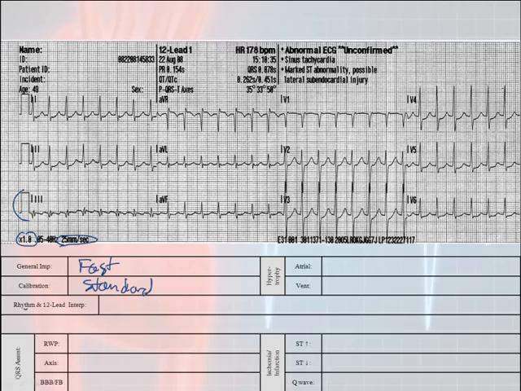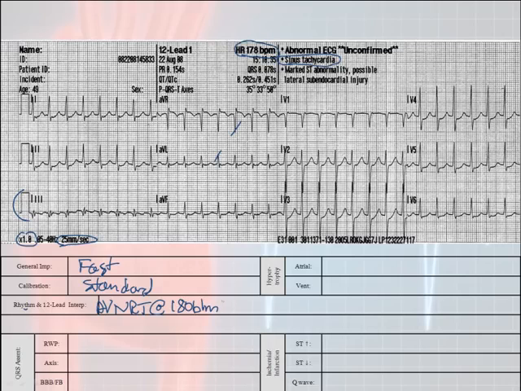Rhythm interpretation, here's the interesting part. The monitor interpreted my 12 lead as a sinus tachycardia. I'm going to disagree with that because my heart rate is 178 beats a minute and I do not see clear P waves. Therefore, I'm going to consider this as an AV nodal reentry tachycardia. There's all kinds of different supraventricular rhythms, but I'm going to say that this is an AV nodal reentry tachycardia, and I'm going to say it's at 180 beats per minute.